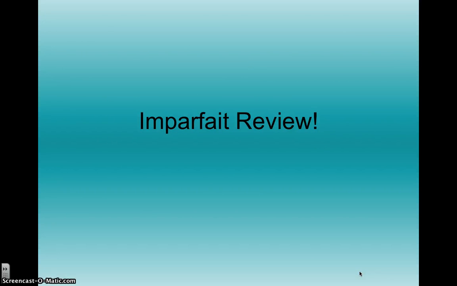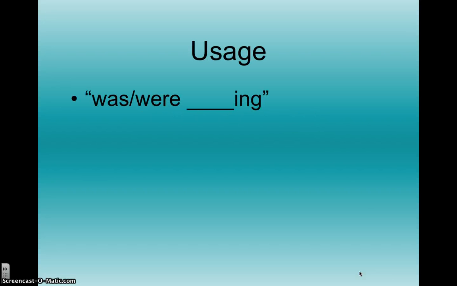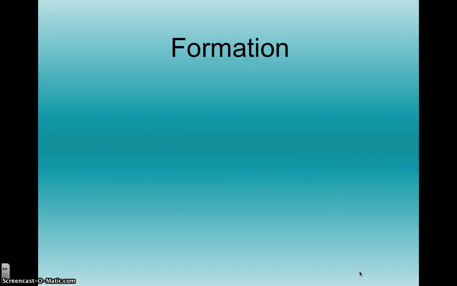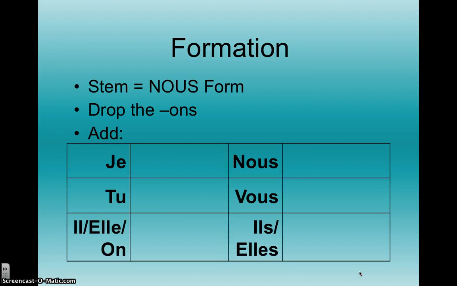So a little bit of a review of the imperfect. We use it as was or were plus ing, things we used to do. We also use it to describe how people were and what happened repeatedly in the past. We form it with the nous form as our stem. Take off the ons and we do ais, ais, ait, ions, iez, aient.